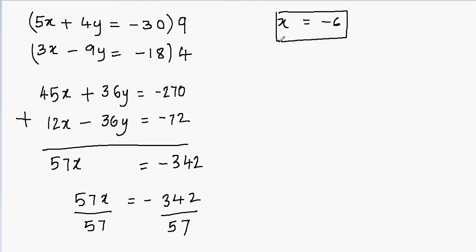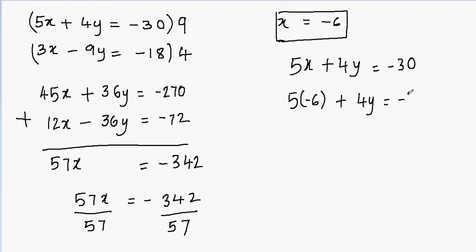Now I can plug this value into any of the equations. It doesn't matter which equation you pick. I will pick this equation: 5x plus 4y is equal to negative 30. Now, I just have to plug in the value of x here. 5 times negative 6 plus 4y is equal to negative 30. 5 times negative 6 will be negative 30, plus 4y is equal to negative 30.